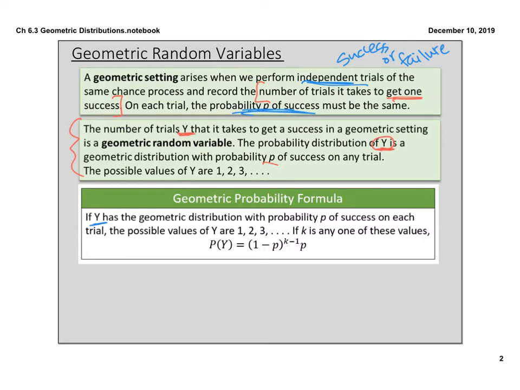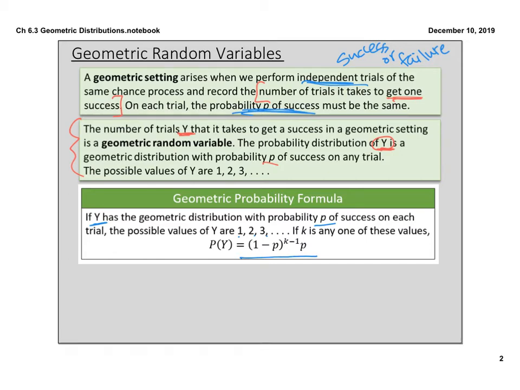So if y has a geometric distribution with probability P of success on each trial, the possible values of y are 1, 2, 3. You could get a success on the first draw. I could draw a queen the very first card. Or it could take me 30 cards to get a queen. You just don't know, you know? So if k is any one of these values, k is basically the number of trials it takes you to get to a success. Your probability looks like this.